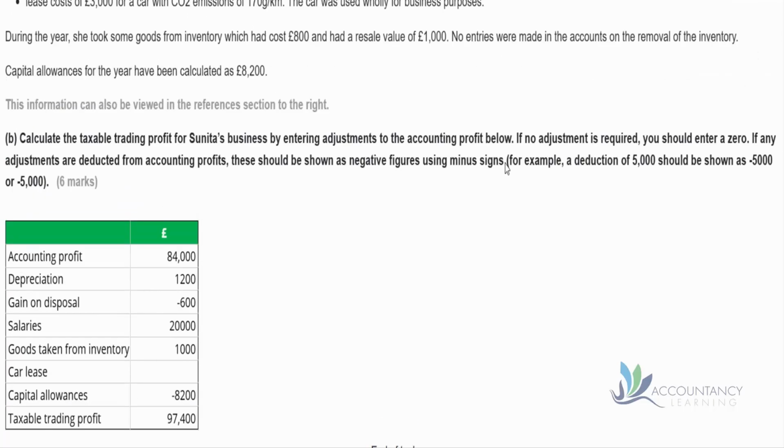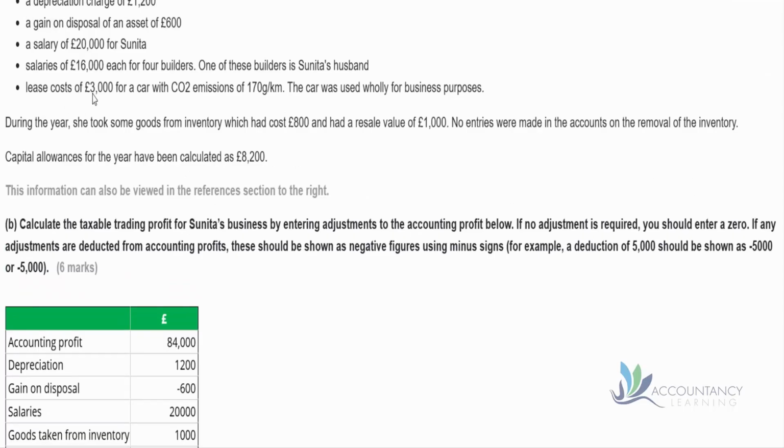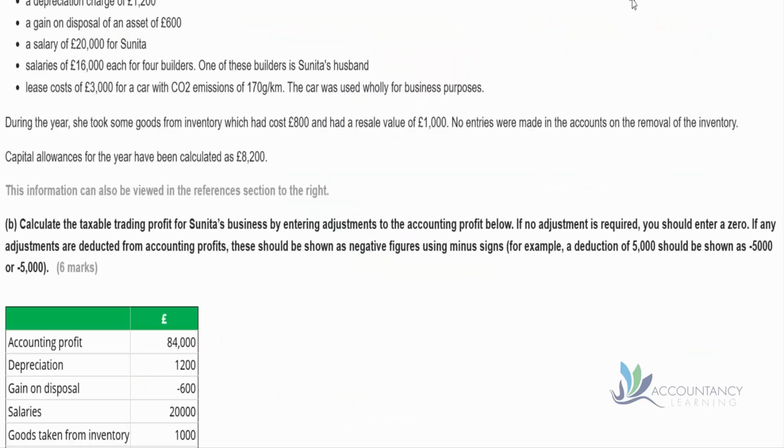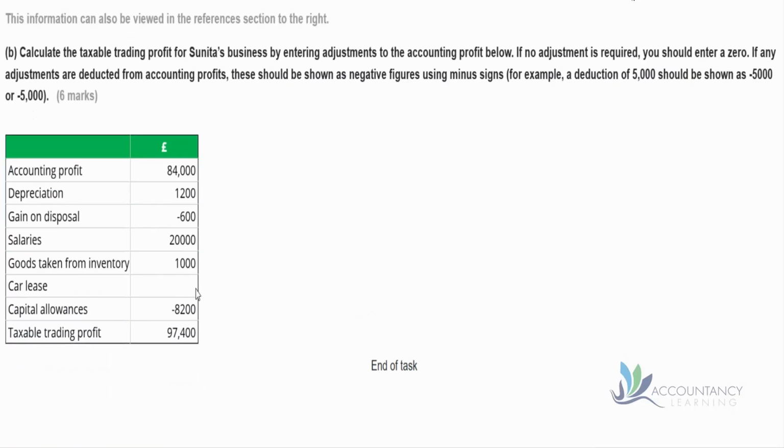Then we have the car lease. So we're told that there's a lease cost of £3,000 with carbon dioxide emissions of 170 grams per kilometre. And the reference materials give us some guidance here. So we have 15% of the lease cost if there's more than 50 grams per kilometre, which is the case that we have in the question now. So we want 15% of the 3,000, which gives us an add back of 450. So there's our total taxable trading profits of 97,850.